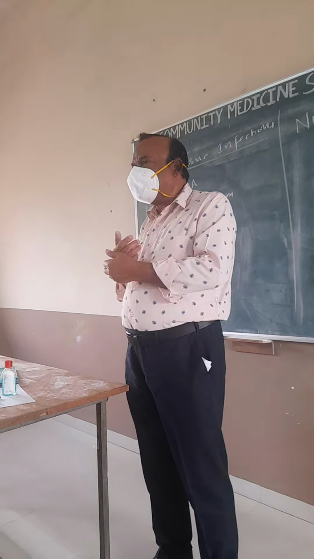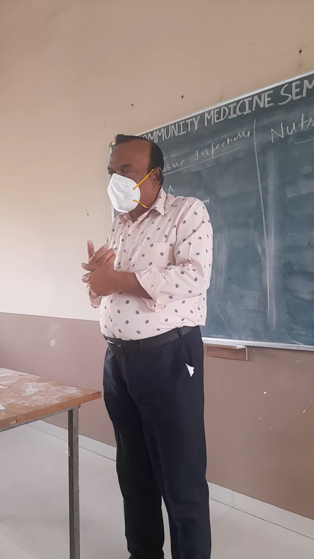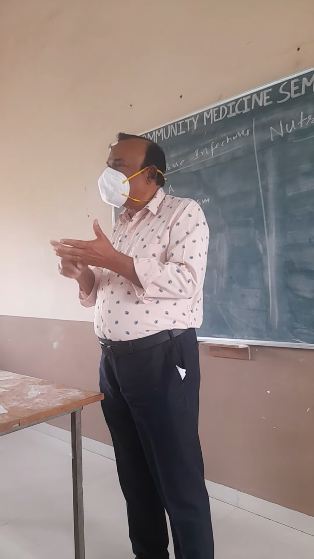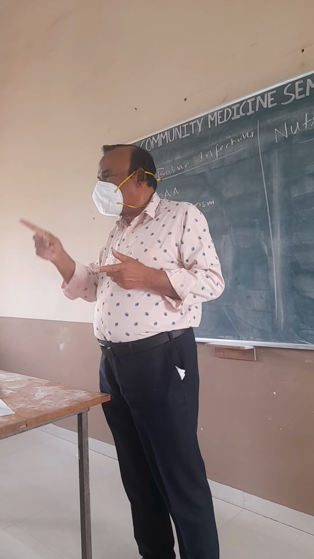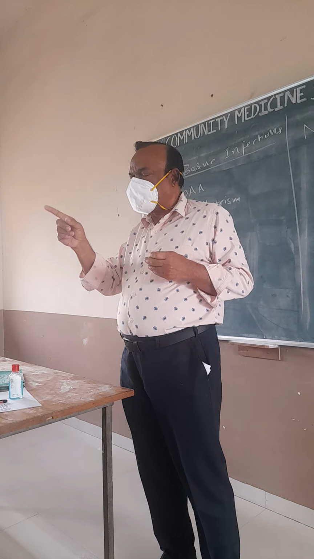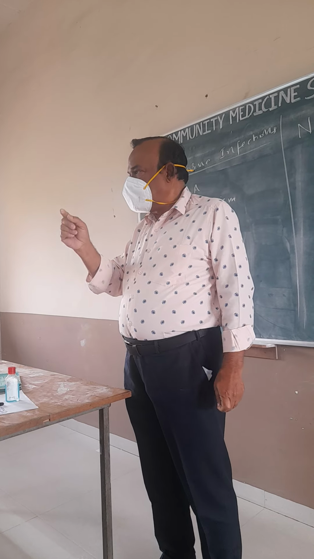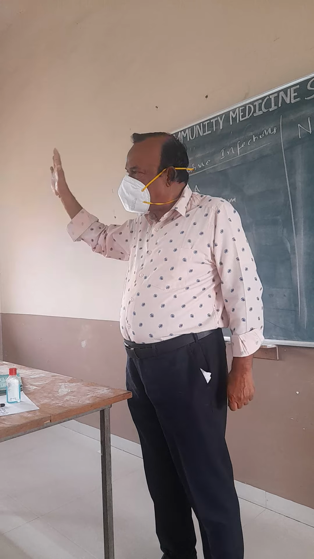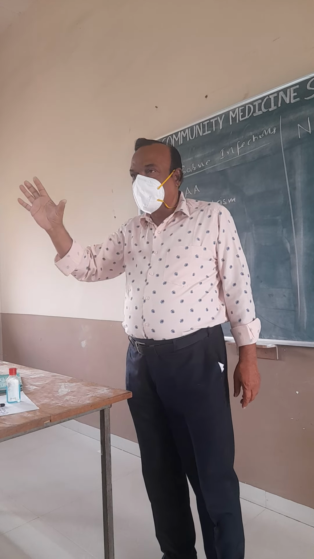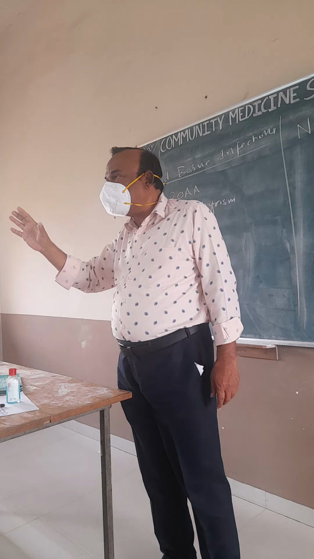What is given in this? They supply cereals, pulses, milk, egg, plus iron, means ferrous sulfate, and folic acid. So these are the five things given as supplementary food.